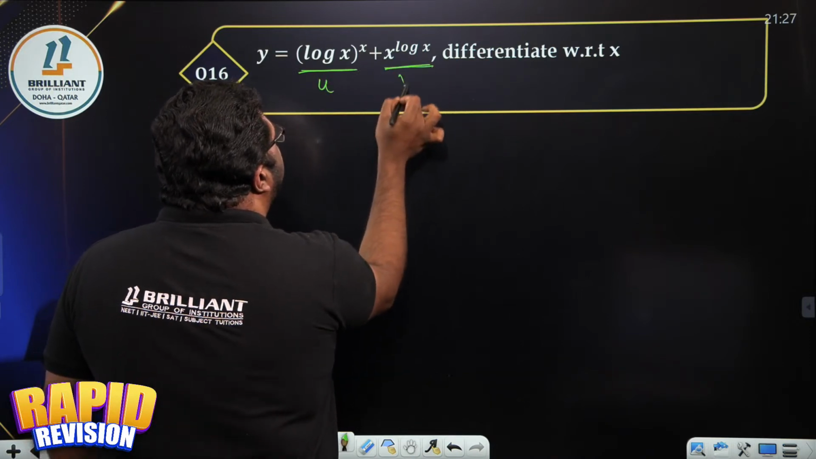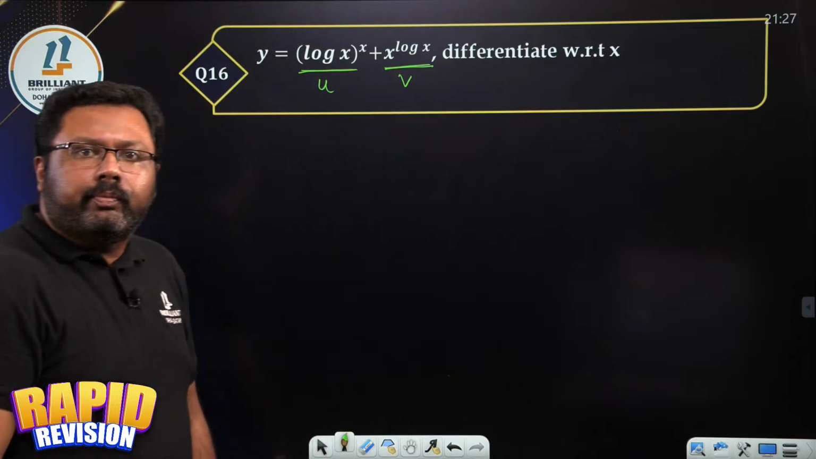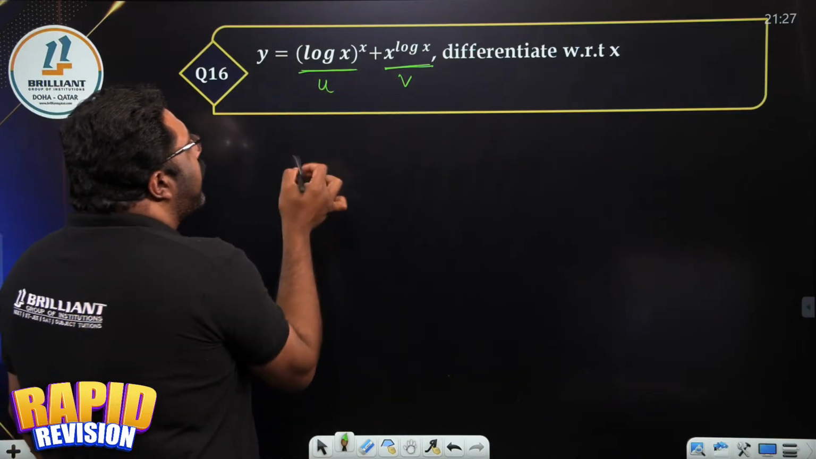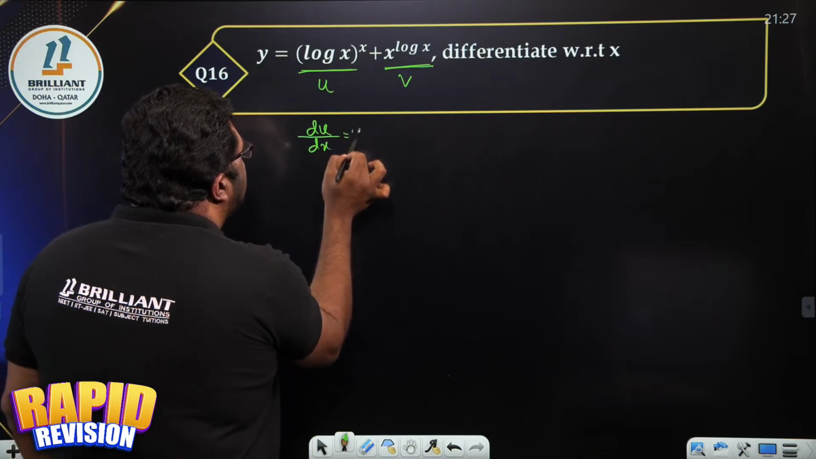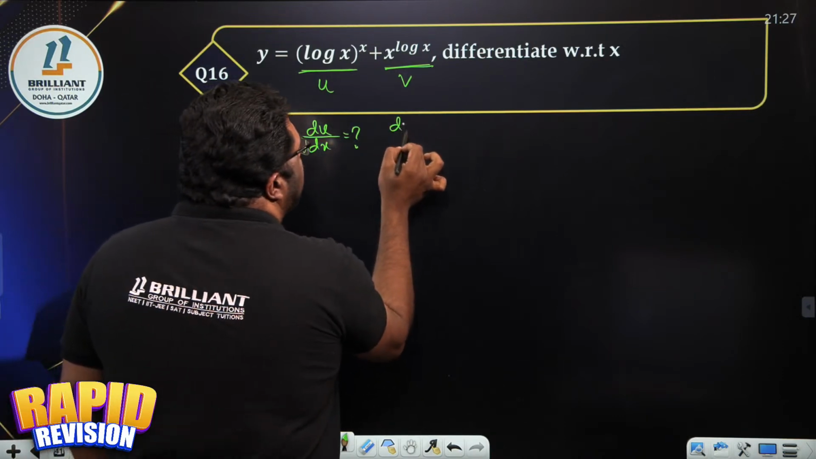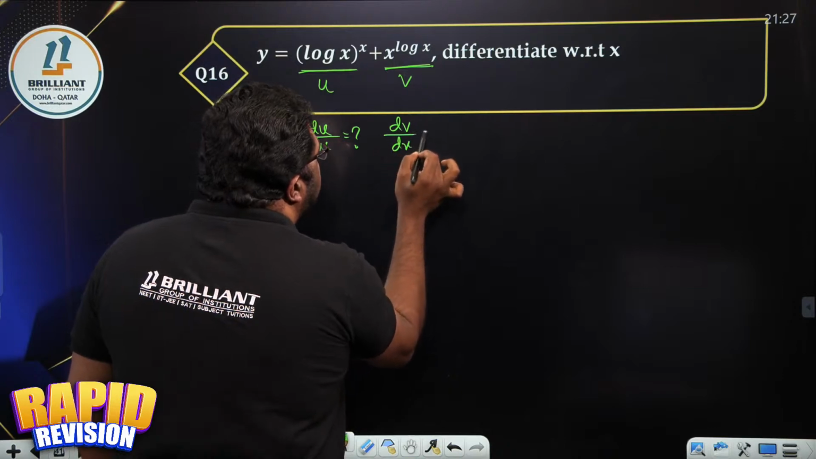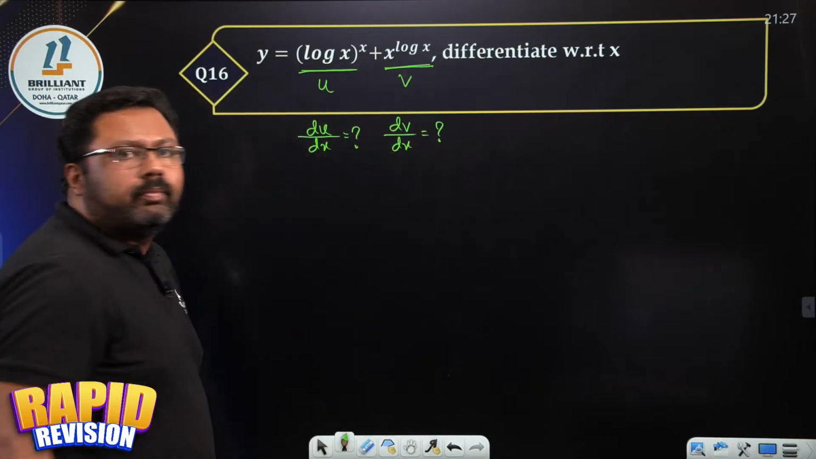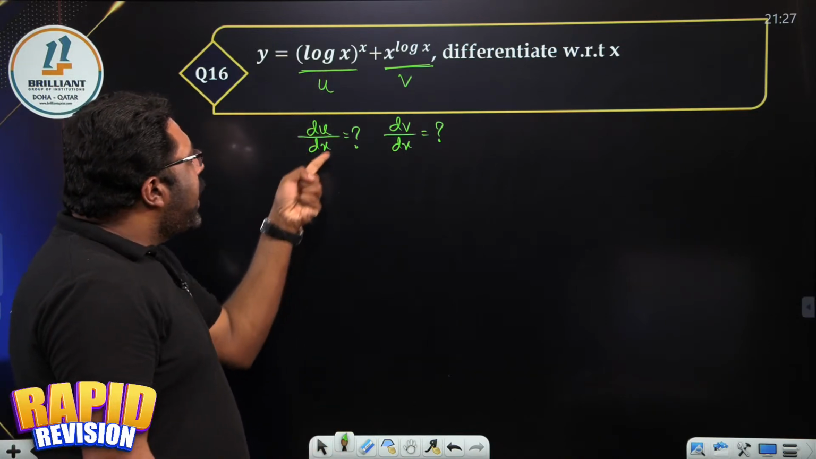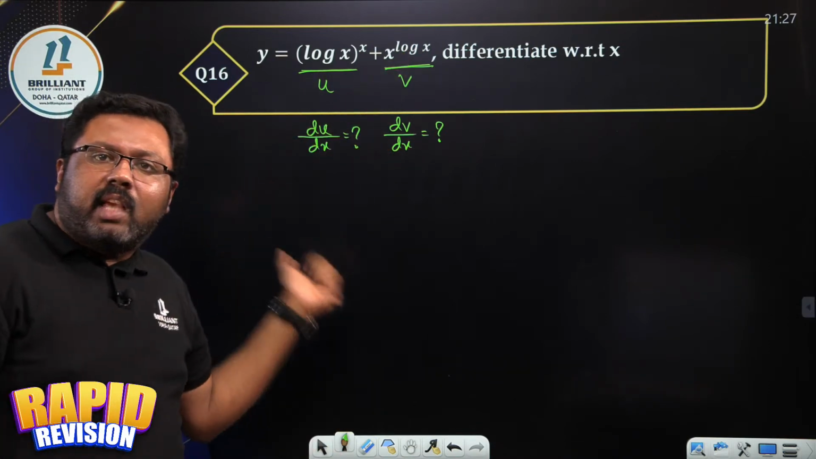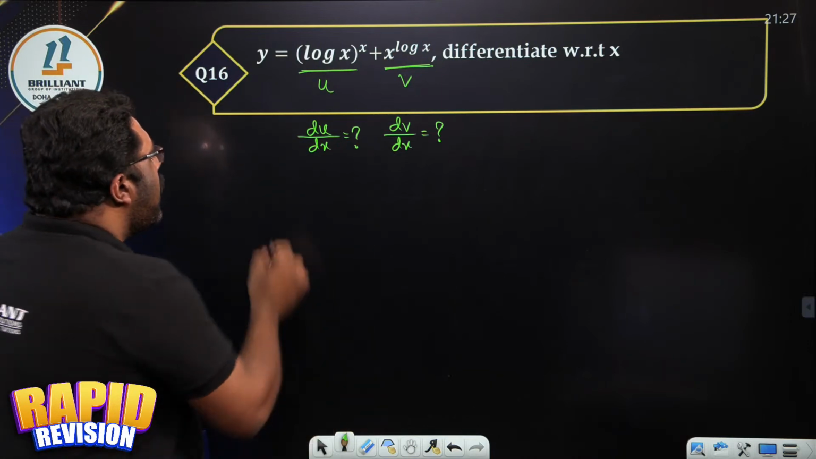Take it as 2 different questions, u and v. Find du by dx, find dv by dx in the same process as in the previous question. This is 3 marks, the other one is 2 marks.